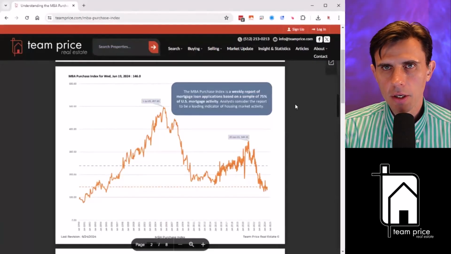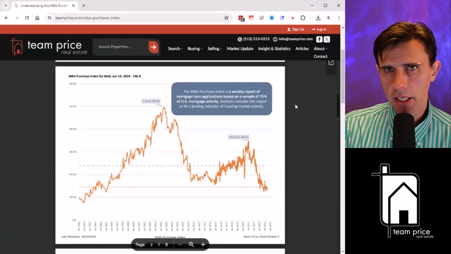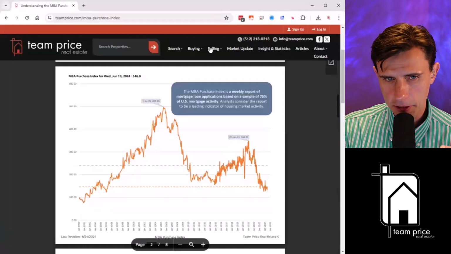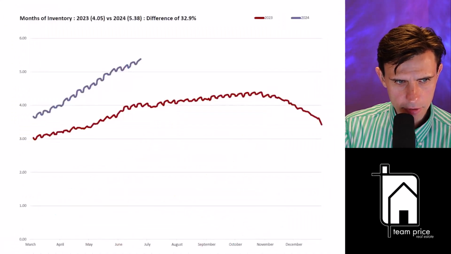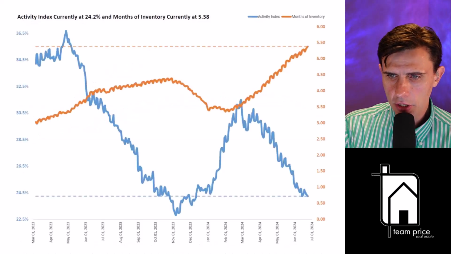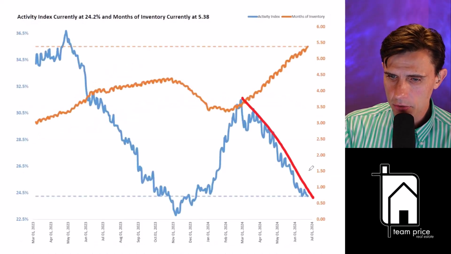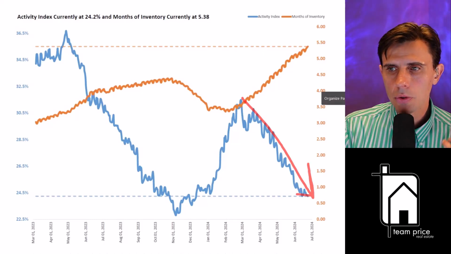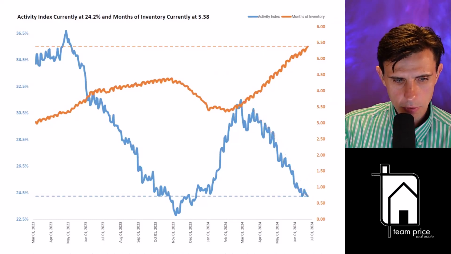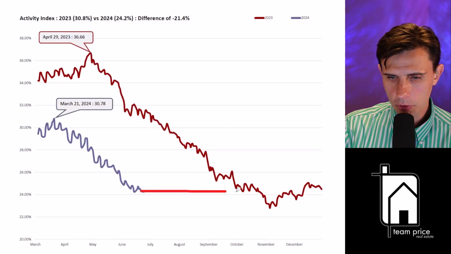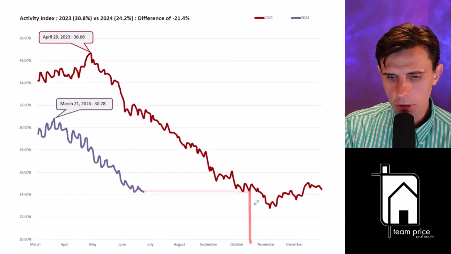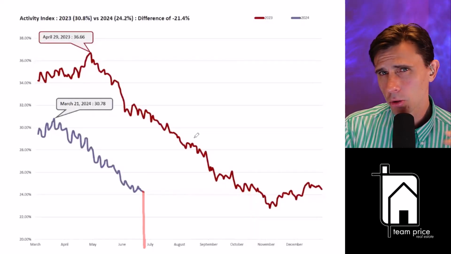That's number one. Number two is the activity index, pending divided by active plus pending. When we look at the activity index, let's go find it. We're seeing it go down quite a bit earlier than usual. Right here, the activity index is currently at 24.2. The last time we were at 24.2 was back in mid-October. We are right here, even before July.